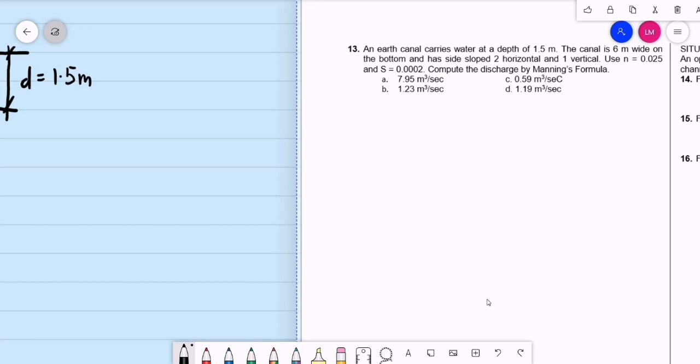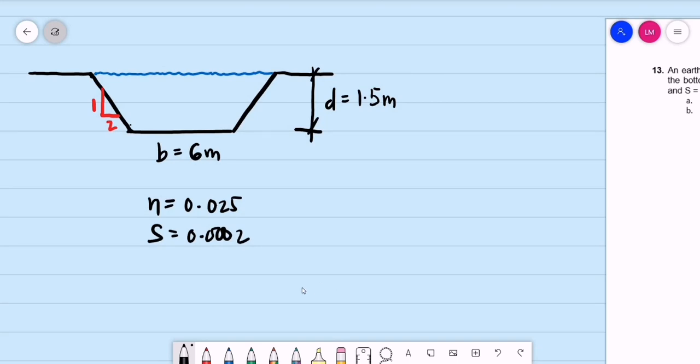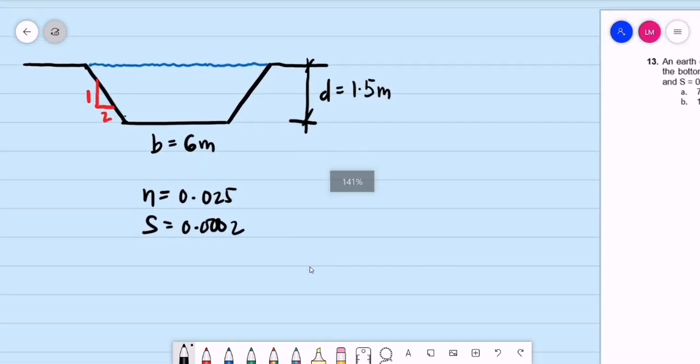So let's have this example. An earth canal carries water at a depth of 1.5 meters. The canal is 6 meters wide on the bottom and has sides sloped 2 horizontal, 1 vertical. Use n equal to 0.025 and S equal to 0.0002. Compute the discharge by Manning's formula. So these are the given and our illustration. So how do we compute for the discharge?